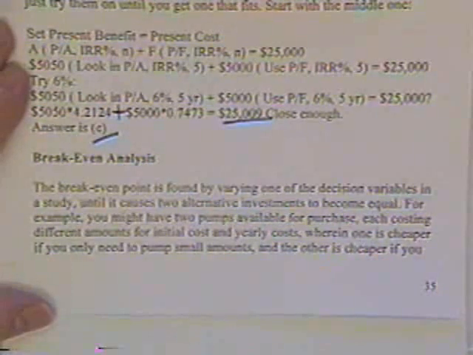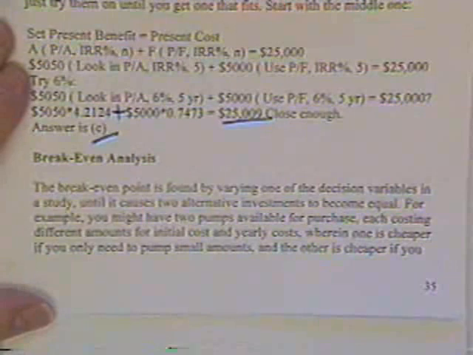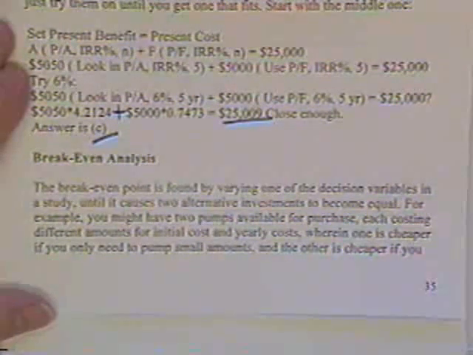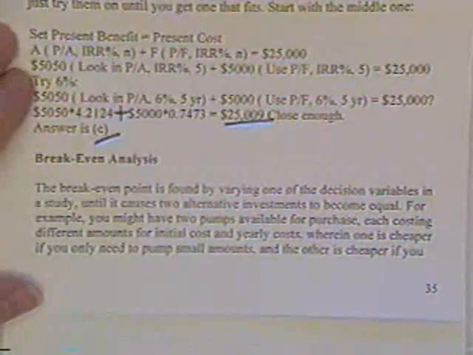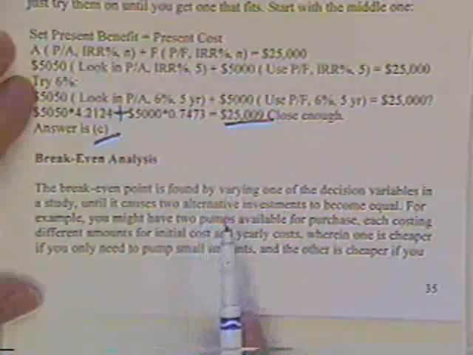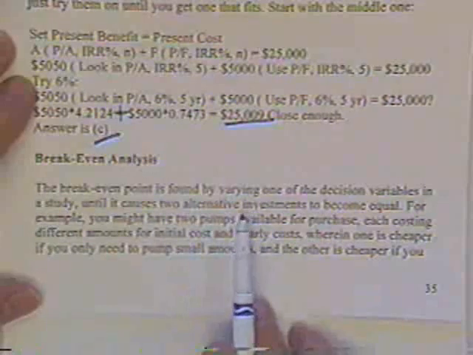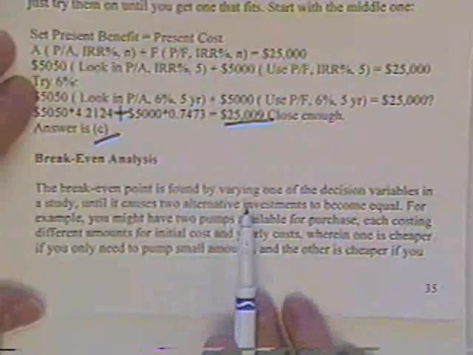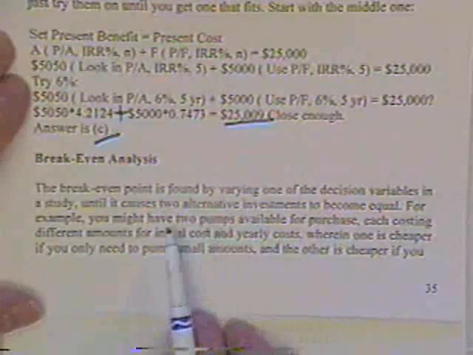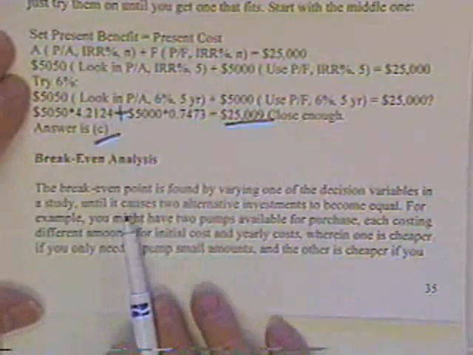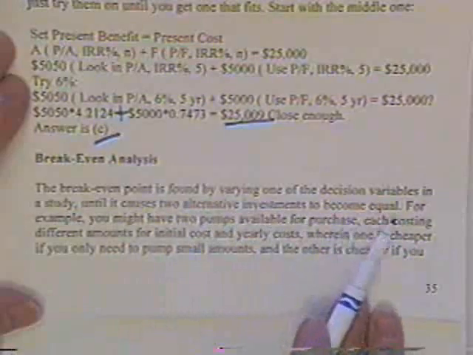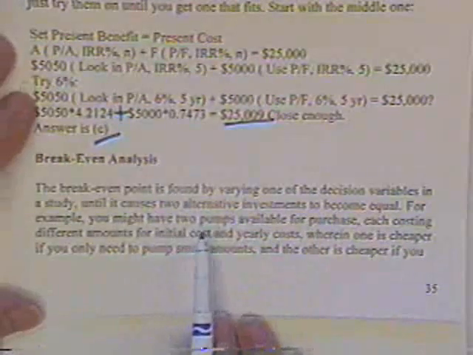You didn't break even. But if you make a whole bunch of computers, then the profit, because you'll sell them for $3,000 a piece, will more than balance out your initial cost and your cost of $300 per computer until you make some profit. Well, I'm looking for the break-even point, the point at which the number of computers made just barely breaks even so that we don't have any loss and we also don't have any profit. The break-even point's found by varying something like how many you're going to make until that change causes two alternative investments to become equal.